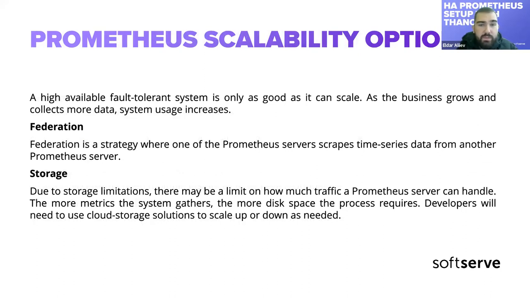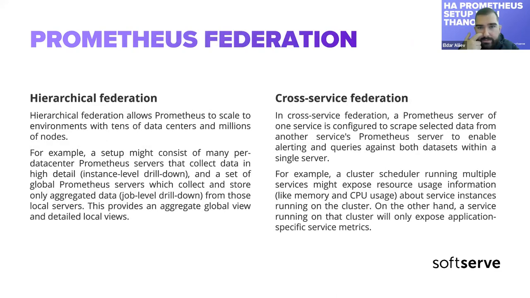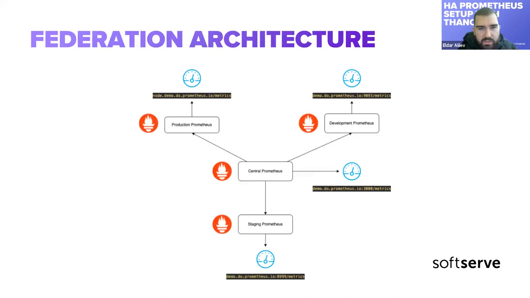How could Prometheus be scalable? We have two ways this could be done, with federation and with storage scaling. Let's start with the last one. For storage scaling, we can just increase the disk space every time we need more and more space for our data. Another thing is federation. Actually, we will take a look at this on the next slide. Let me check how the federation looks, and then we will go back to the types of federation.